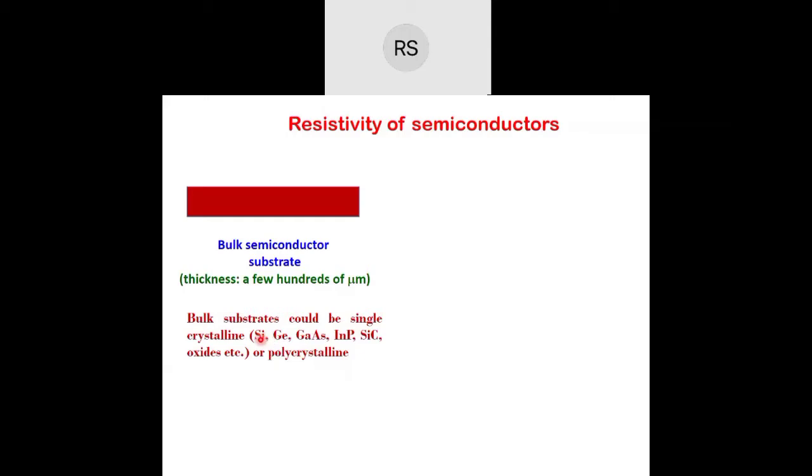So bulk substrates could be single crystalline or polycrystalline. You have silicon, germanium, gallium arsenide, indium phosphide, silicon carbide, zinc oxide, and many others, like let us say gallium oxide. These bulk substrates are available in crystalline form as well as polycrystalline. So this is what I am looking at. I want to measure the resistivity of this bulk semiconductor substrate.